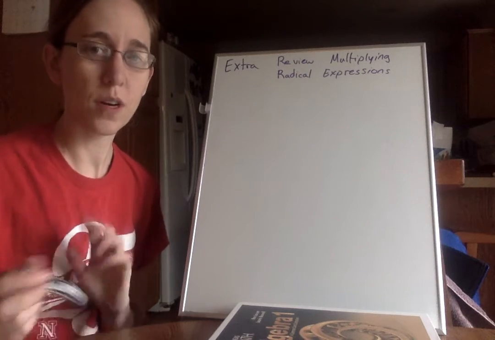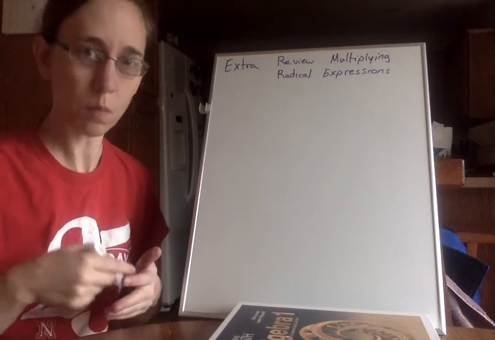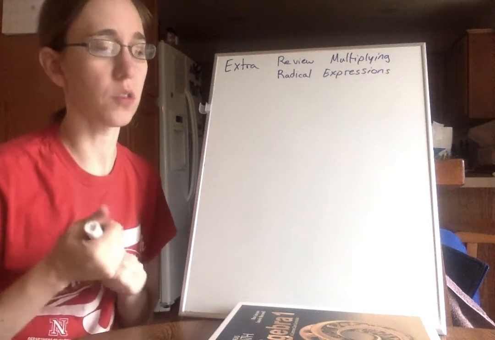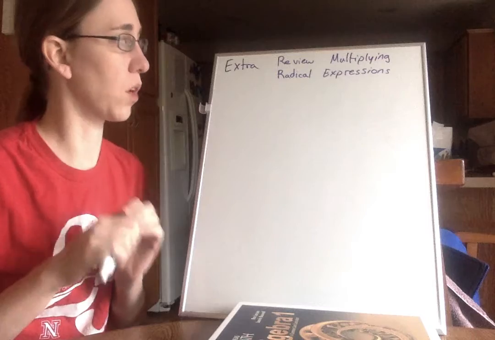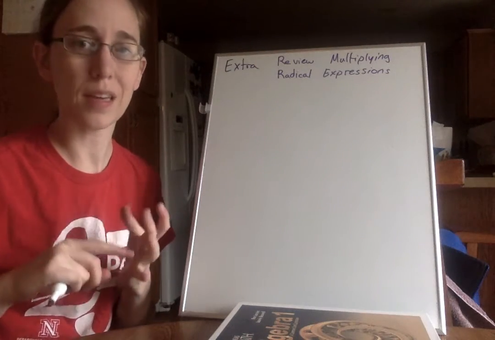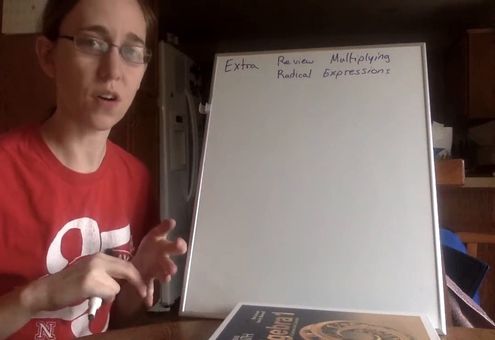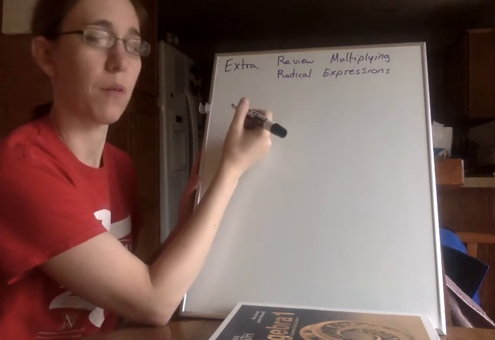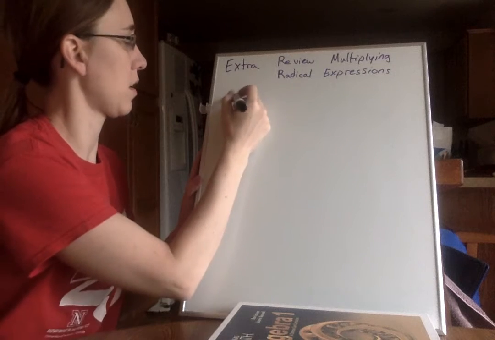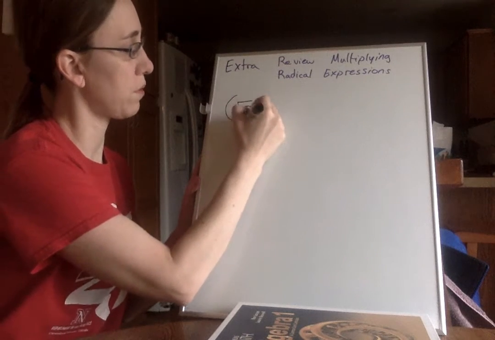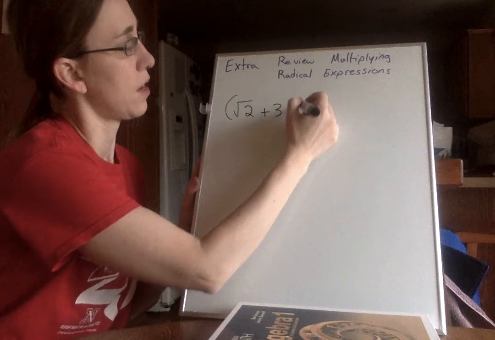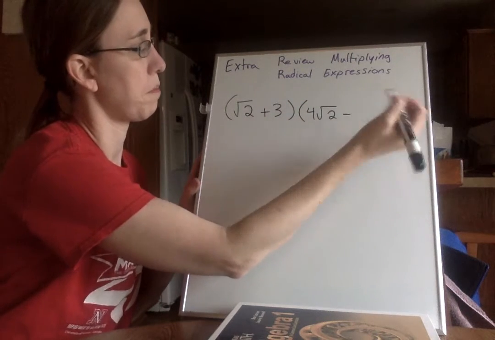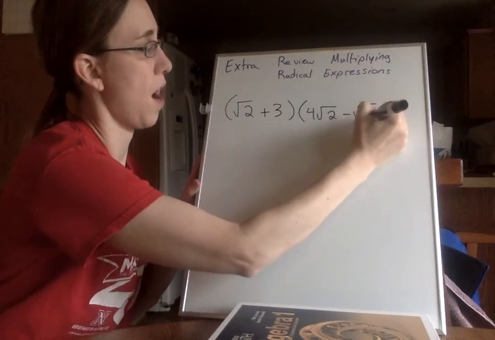So for those of you who are still struggling with the add, subtract, multiply radical expressions, let's go through a few more examples just so you can get a better feel for how this works. I'm going to focus just on the multiplying because in the end, that's also potentially involving the adding and the subtracting. So let's look at the kind where we have to FOIL, the most complicated kind. So maybe we have the square root of 2 plus 3 times 4 square root 2 minus square root 5.